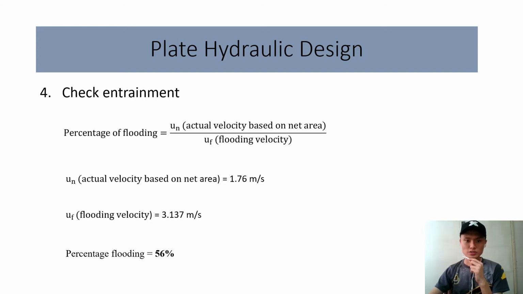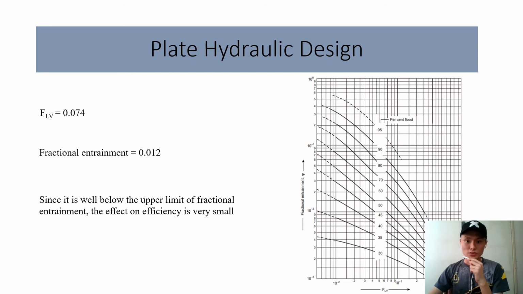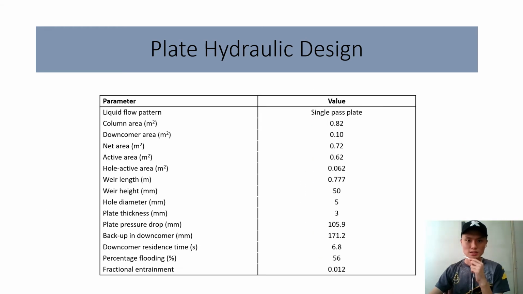Next, we need to check the entrainment. The percentage of flooding velocity will be equal to the actual velocity over the flooding velocity, which is almost equal to 56%. Then we use this graph to find our fractional entrainment, which is equal to 0.012, since it's below the upper limit, which is 1, and the effect on the efficiency is considerably small. And this is the summary for our flat hydraulic design.